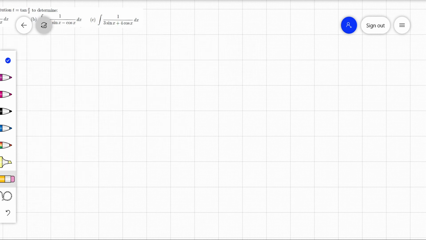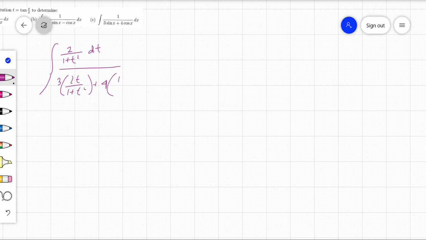Here we go. So again, the last one, I'm going to sub in our 2 on 1 plus t squared dt on top. So that's my dx, and on the bottom I've got 3 lots of sine, so that's 2t on 1 plus t squared, and 4 lots of cos, which is 1 minus t squared on 1 plus t squared. You could always do a bit of simplifying on the side as well, if it gets a bit too much.